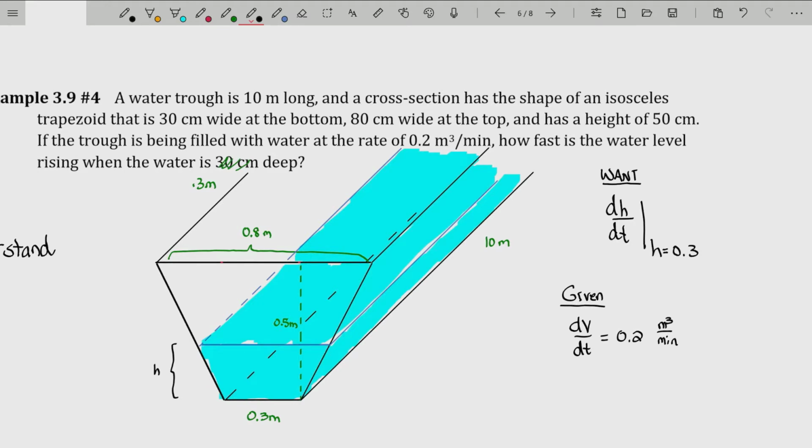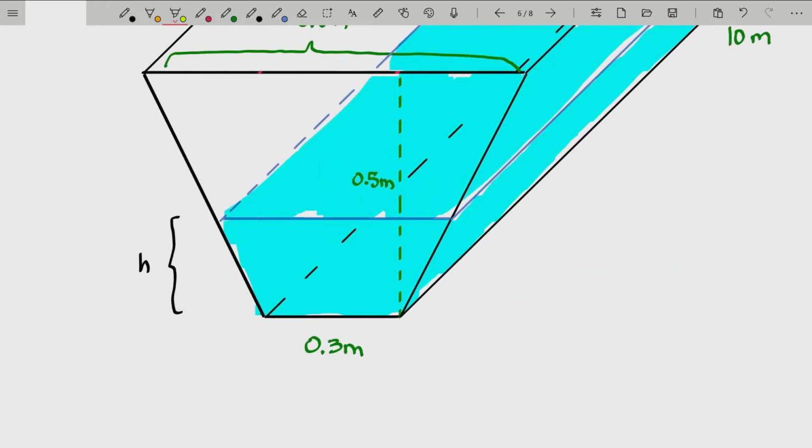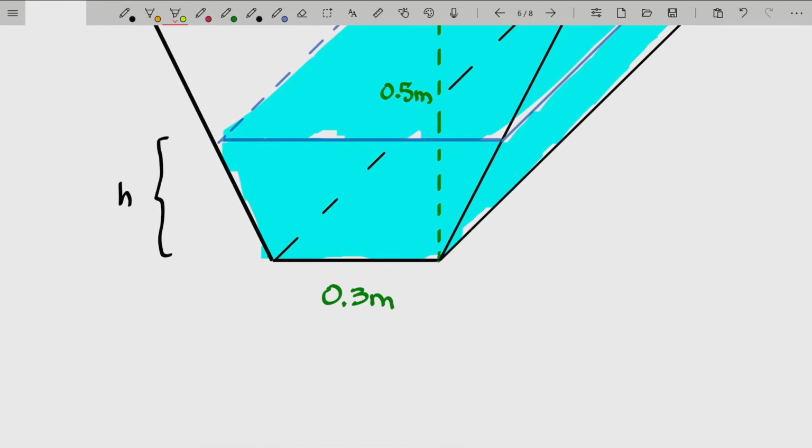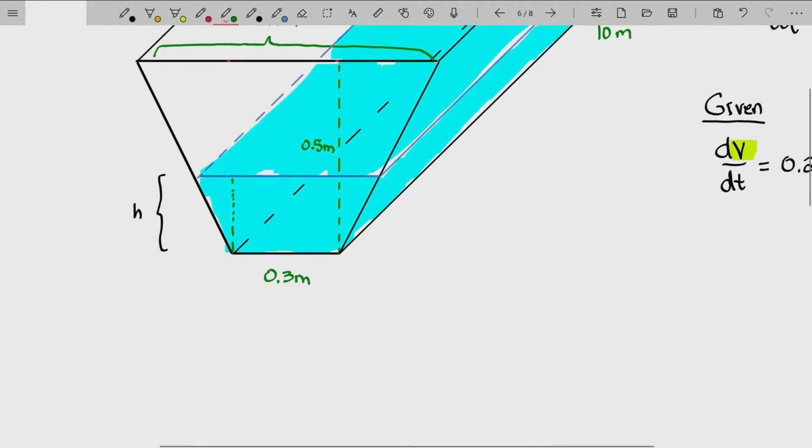So we need to create a master equation that relates volume and the height of the water. We need some equation that gives me the volume in terms of H, essentially. And that shouldn't be too bad. Now, I want to tell you that it's symmetric. So as long as I find the volume of one triangular piece here, then I have the volume of the other triangular piece. And I say triangular, but it's actually not a triangle. It's a triangle prism.